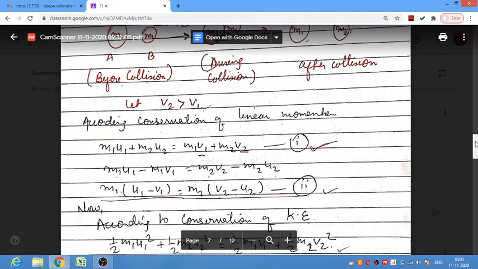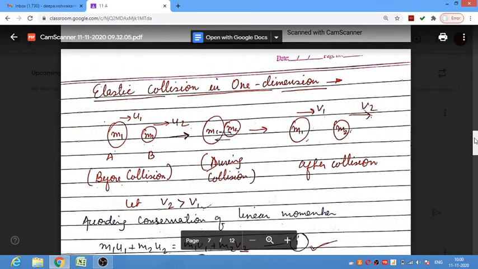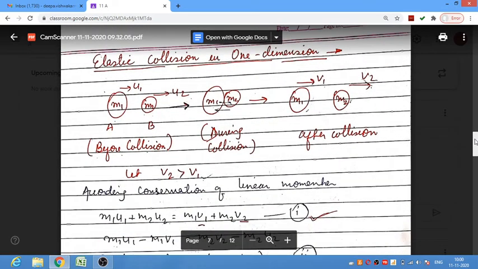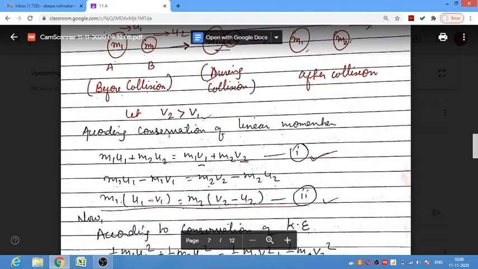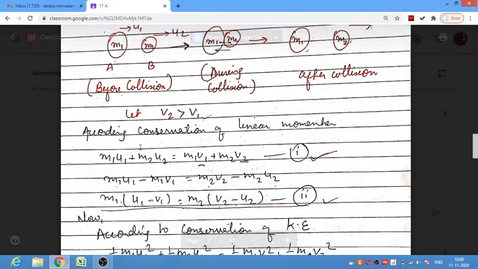Now according to conservation of linear momentum, as this is the case of elastic collision, in this elastic collision also linear momentum will be conserved. So the momentum before collision and after collision will be equal. So we can write m1 u1 plus m2 u2 is equal to m1 v1 plus m2 v2. This is the first equation.